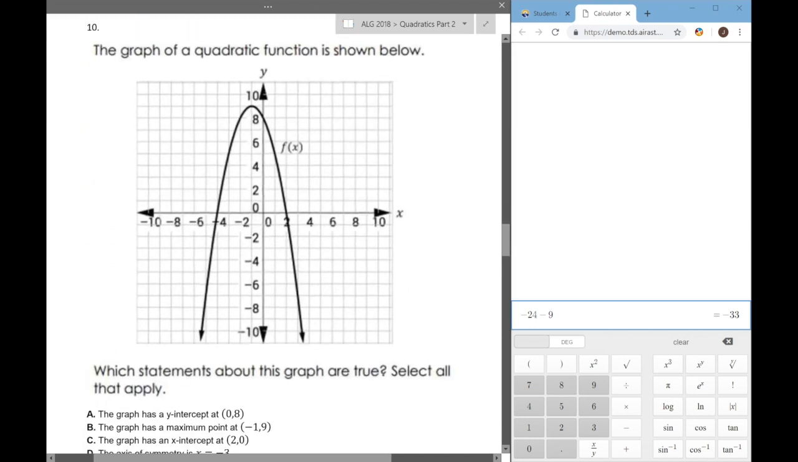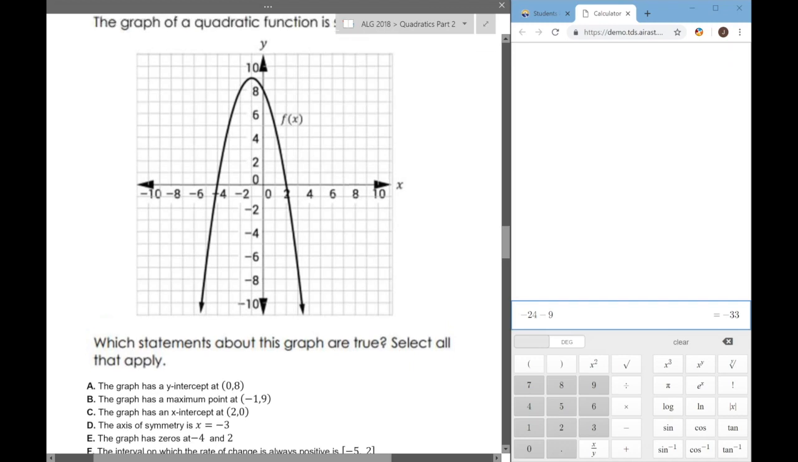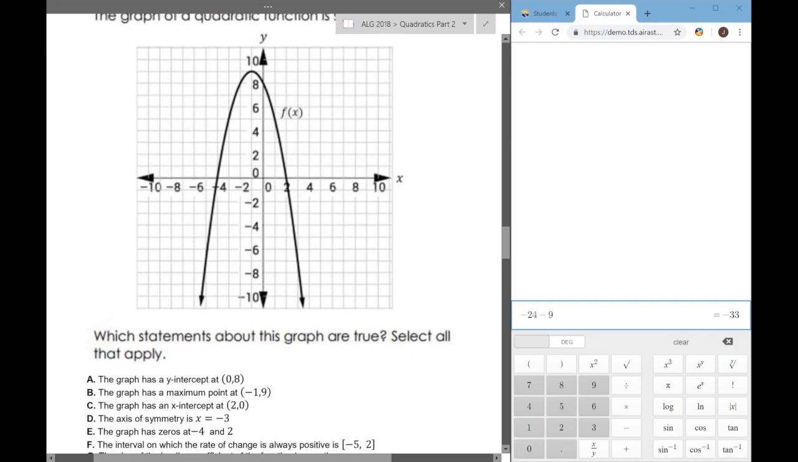Okay. The graph of a quadratic function is shown below. Which statements are true about the graph? Select all that apply. So the graph has a y-intercept of (0, 8). If you look right here, this is the y-intercept, and that is in fact (0, 8). So is that true? Yes. The graph has a maximum point at (-1, 9). Maximum point means the vertex. That vertex is about right here, and that is in fact (-1, 9). So B is correct as well.